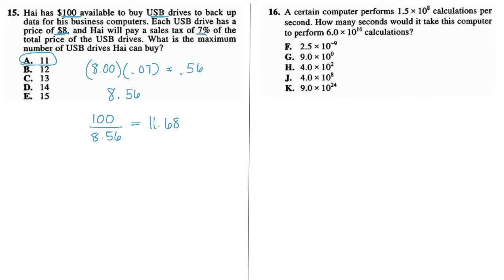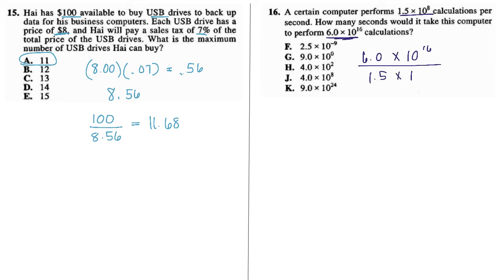Number 16, a certain computer performs 1.5 times 10 to the 8th calculations per second. How many seconds would it take the computer to perform 6.0 times 10 to the 16 calculations? So let's see, if they can do this many calculations per second, and I have this many calculations, we need to divide. So we're going to have 6.0 times 10 to the 16th, and I'm dividing that by 1.5 times 10 to the 8th.